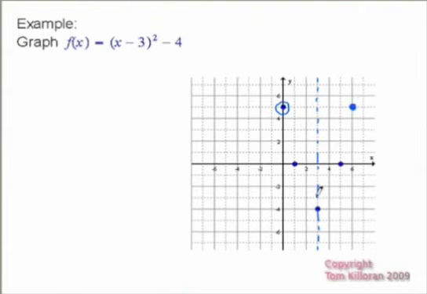And this will give us our general shape of a parabola. And we get a graph that looks something like this, where the red dot is that reflected point over that axis of symmetry that goes right through the vertex. And this would be the graph of f(x).